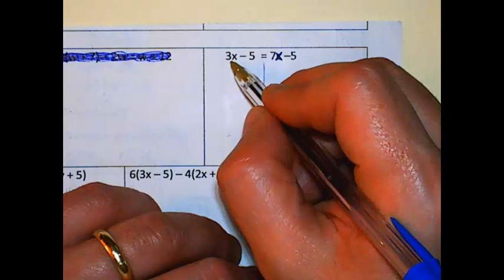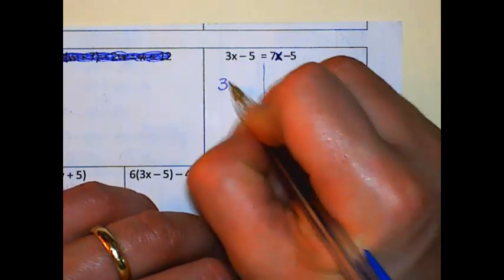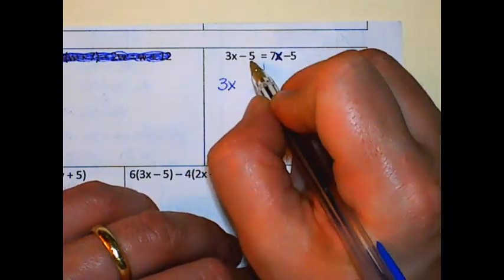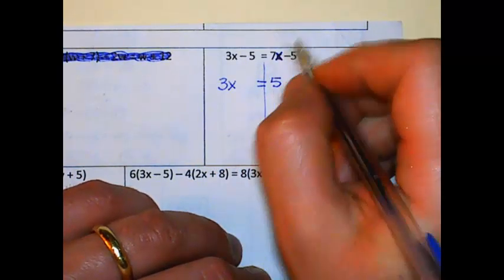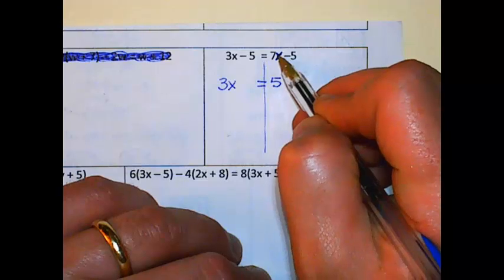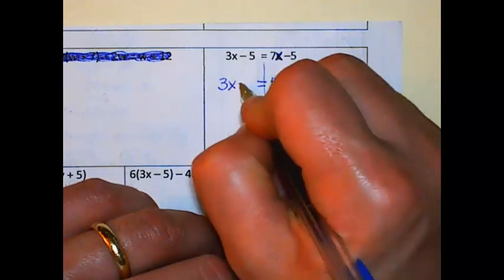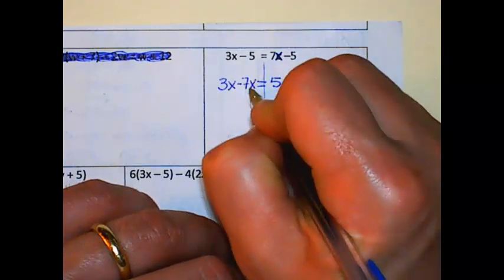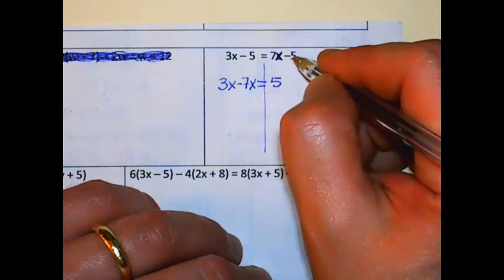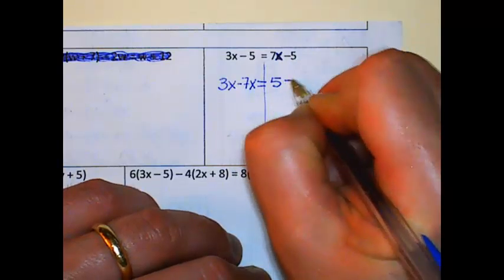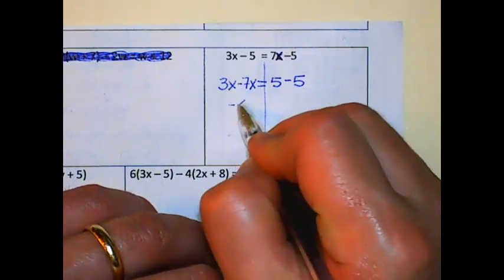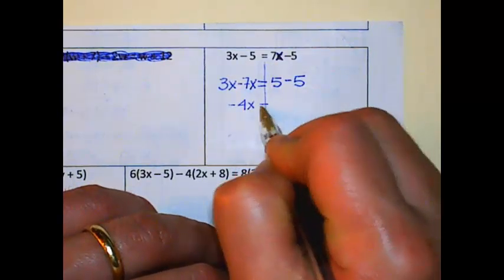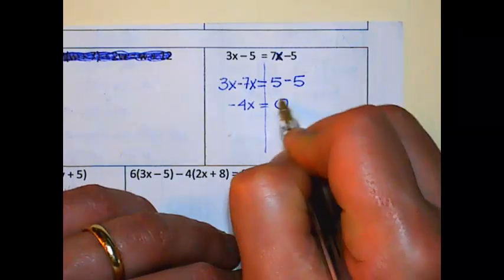So will this guy stay or go? It stays. Will this guy stay or go? It goes, so it becomes positive 5. Does the 7x stay or go? It goes, so it becomes negative 7x. And the negative 5 stays, so we'll just bring it down. And what I get here, I get negative 4x. And 5 minus 5 is 0.